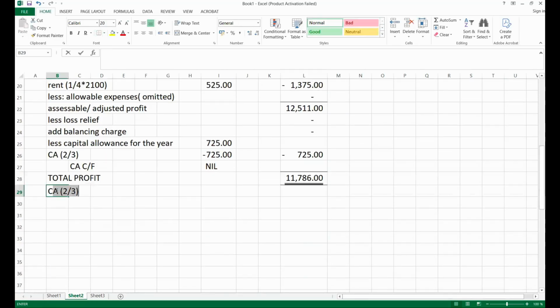From this total profit, we can get our company income tax. We already know that this company is a large company from its turnover. The rate of company income tax for a large company is what percentage? 30%. So that would be CIT at 30% multiplied by 11,786. That will give us 3,535.8.